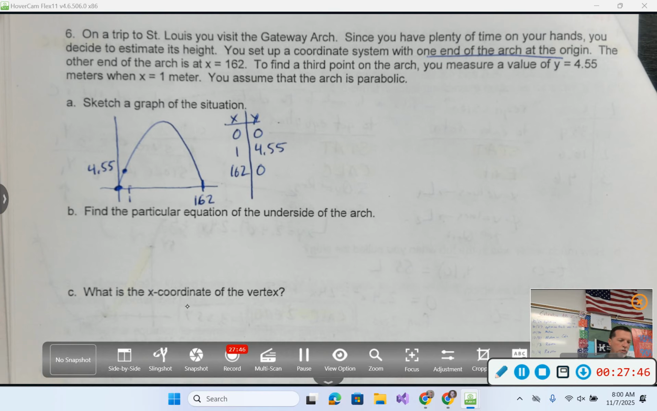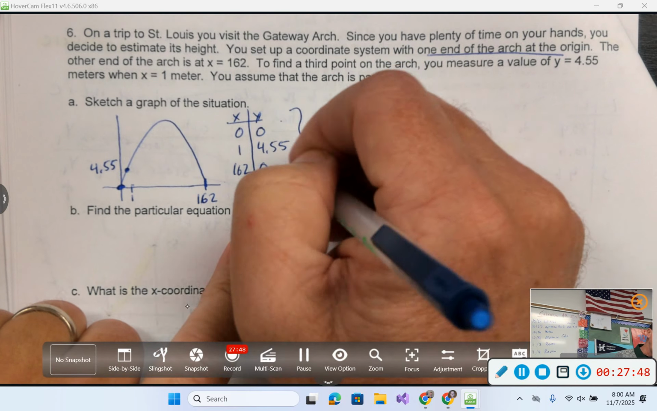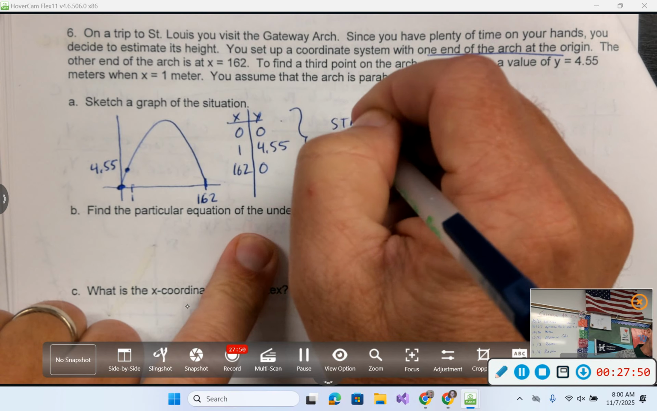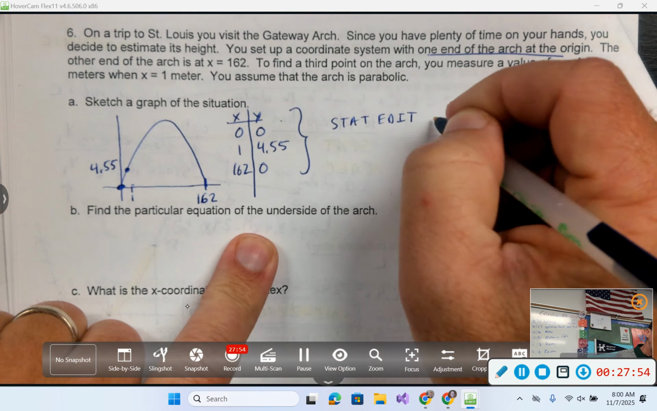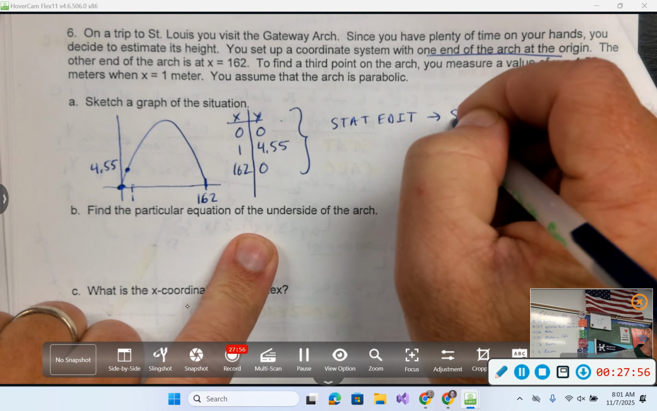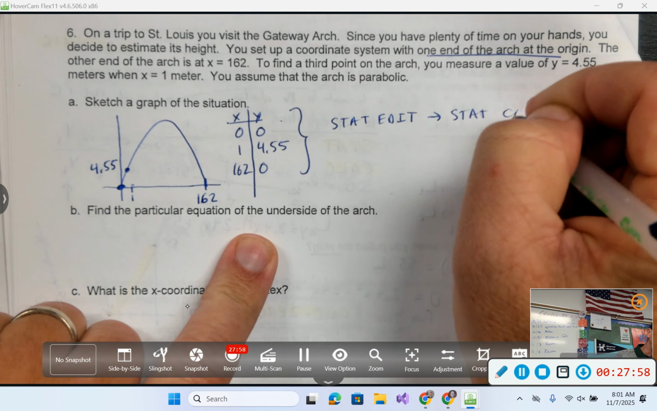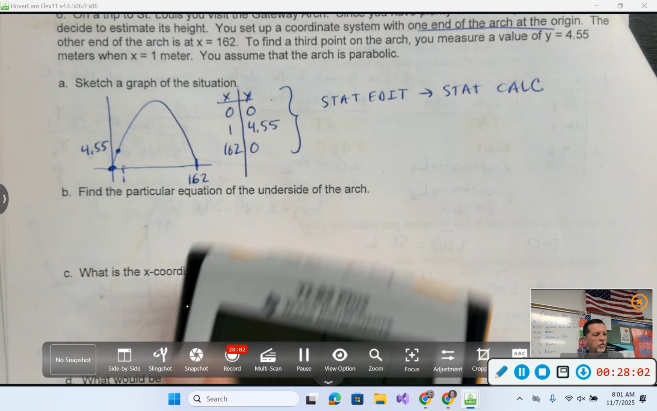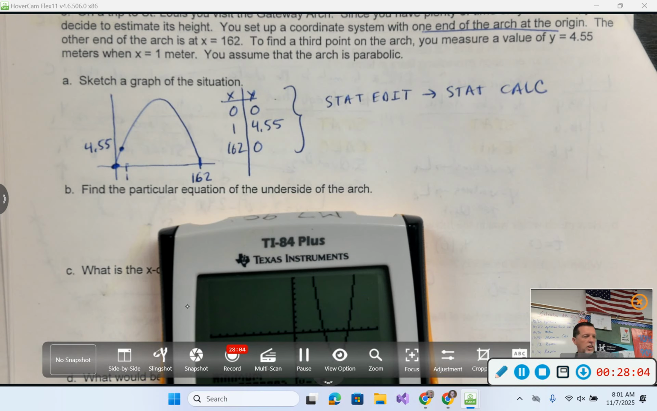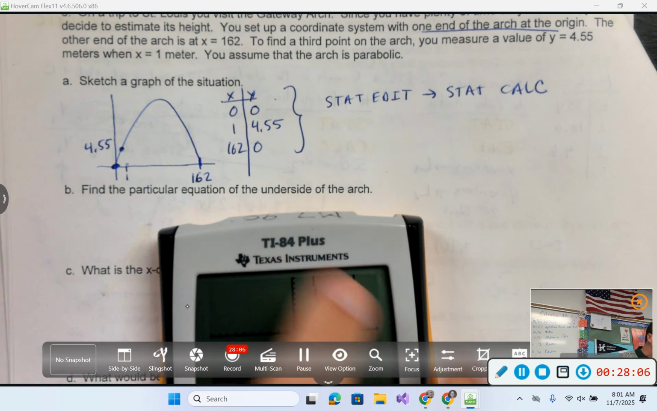So now we can put that into stat edit. And then we'll do stat calc to find the equation. So see if you can get to an equation that would mirror or match what's going on there.